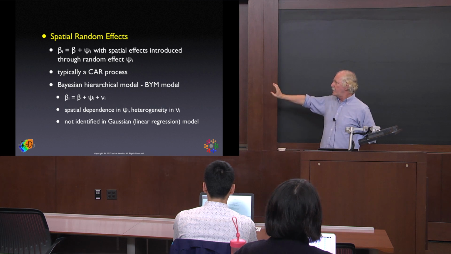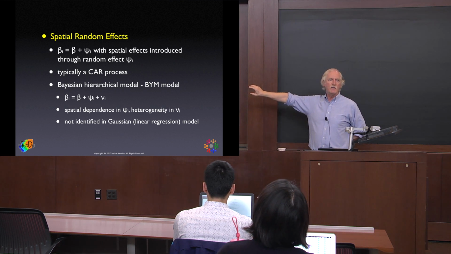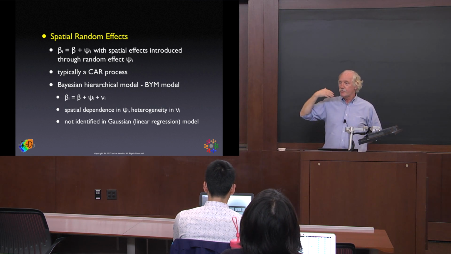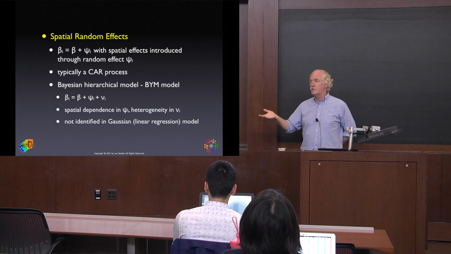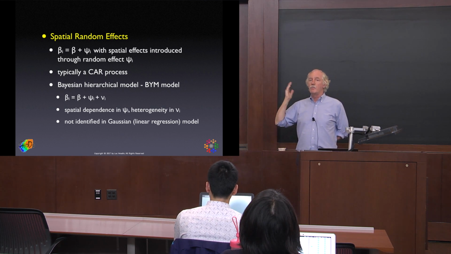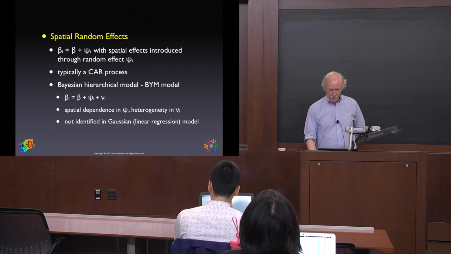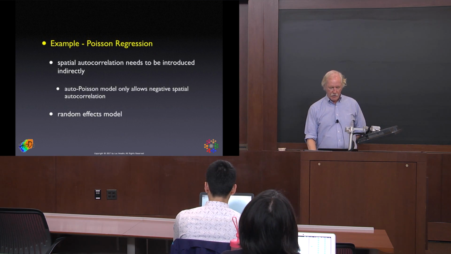So typically, the spatial dependence is put in one of these error terms and the heterogeneity in another. But remember, in a linear model, these are not separately identified. In some nonlinear models, they actually are. So that's something to keep in mind. That's where their popularity comes from.